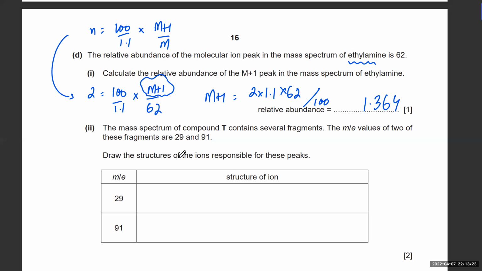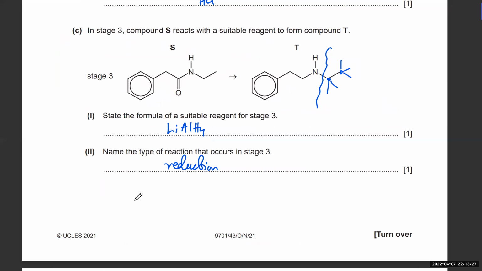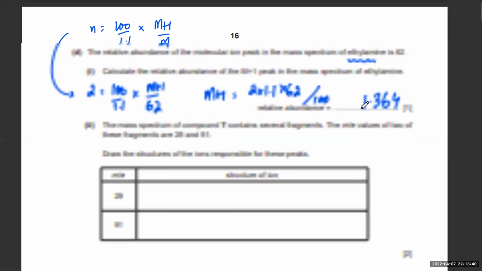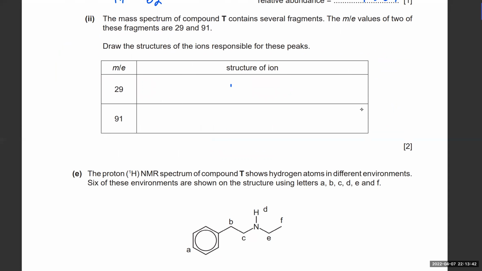So let's talk about 29. It's probably going to be this piece, the CH3CH2 fragment. If it breaks off, that will have a mass of 29. That's 24 plus 5, that's 29. So the structure of the ion would be this, and it will have a charge of +1.